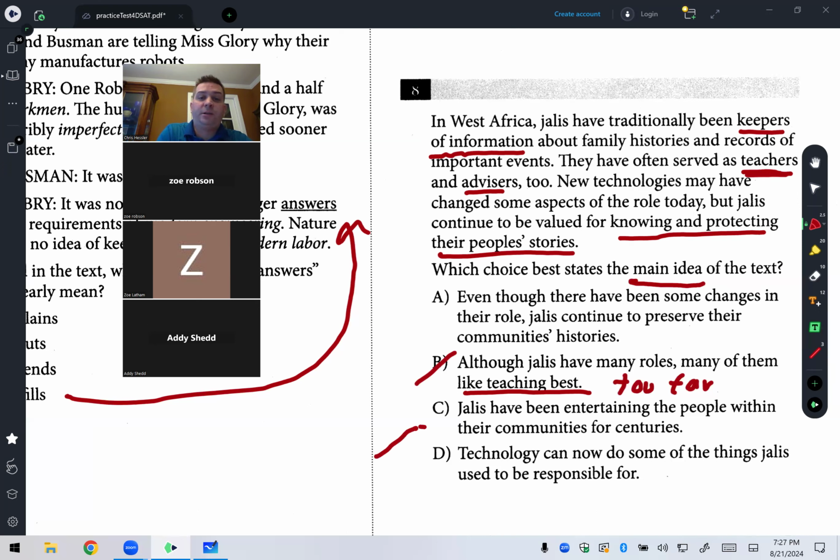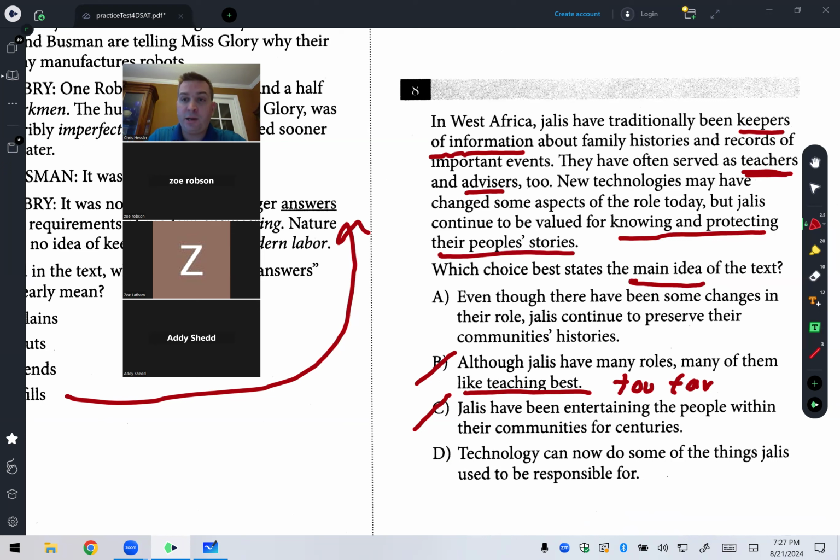C, I'm just considering some of the answers. Do I know that they have been entertaining the people for centuries? Does the passage claim that they're entertainers? We can't infer that they are. They never make that claim. They're keepers of information, they are teachers, they are advisors. I'm gonna cross it off. C goes too far as well. And I know you may say to yourself, well, if they're keepers of information and if they're teachers, surely they entertain a little on the side. We can't put that down. We don't know that.